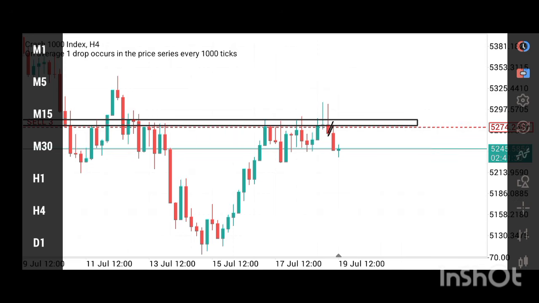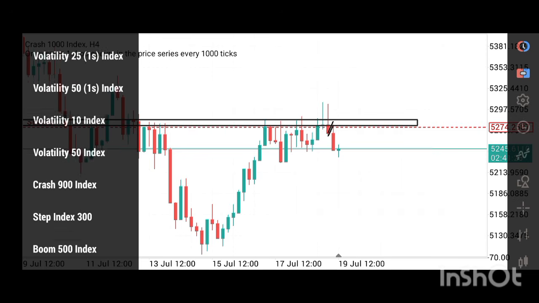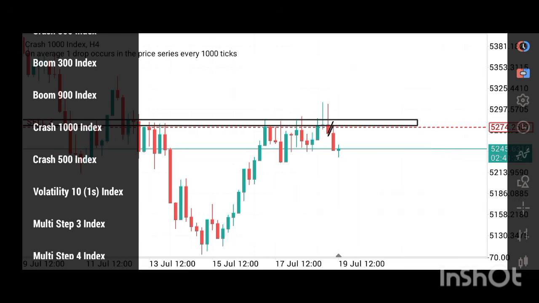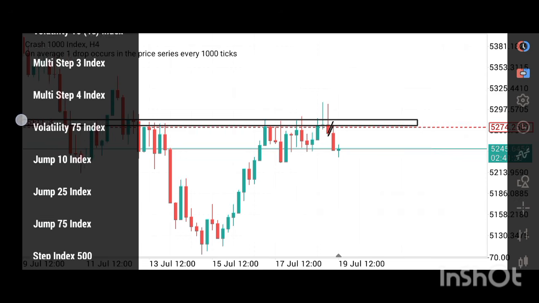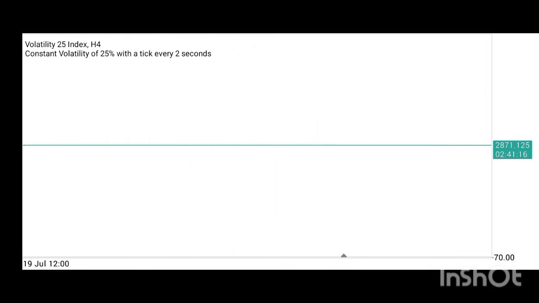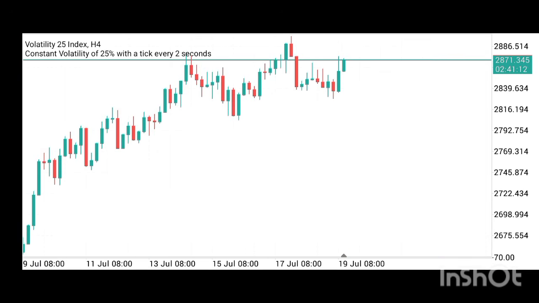I also took a trade on this particular pair yesterday, VIX 25 index. Let me see if I can get to it. VIX 25 index, VIX 25. Okay, Volatility 25 index. This is the 4 hourly time frame.